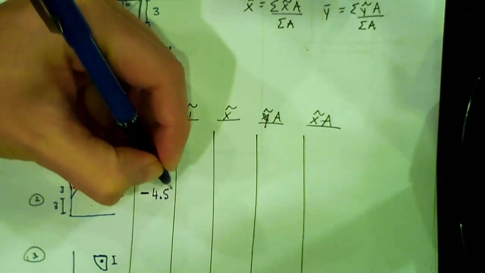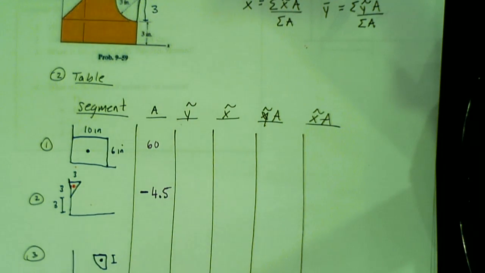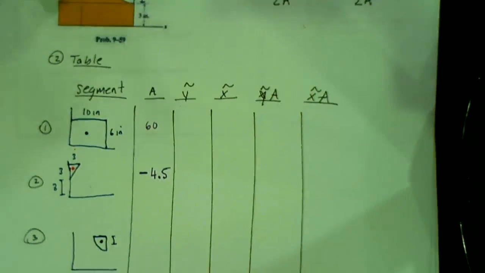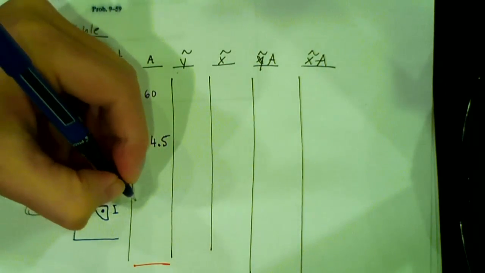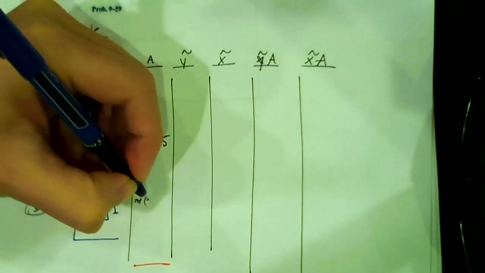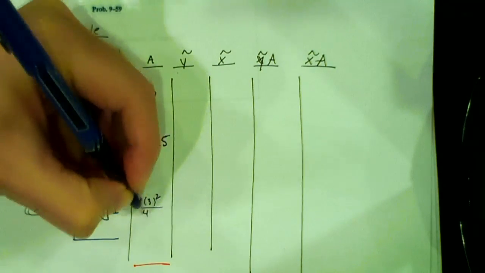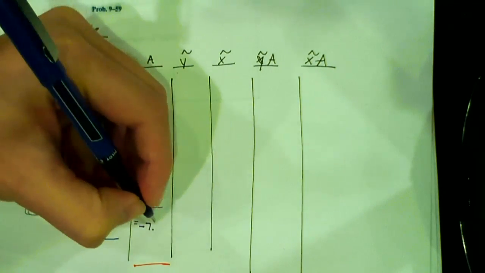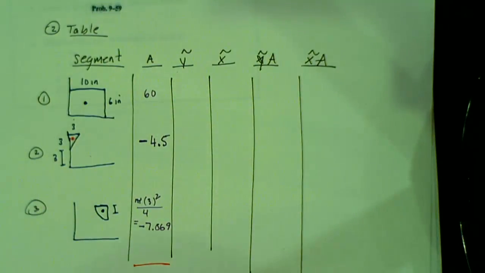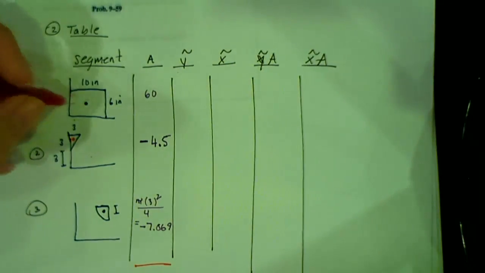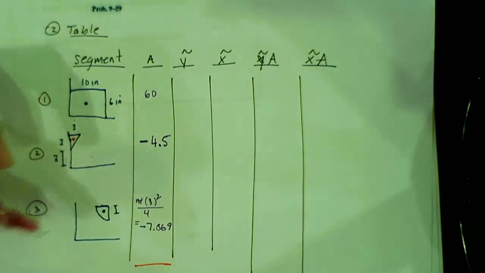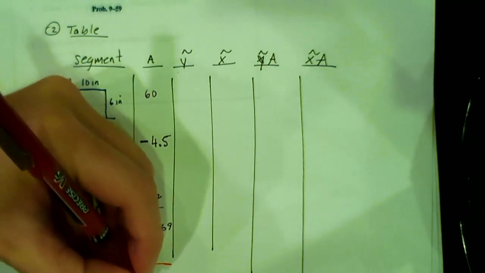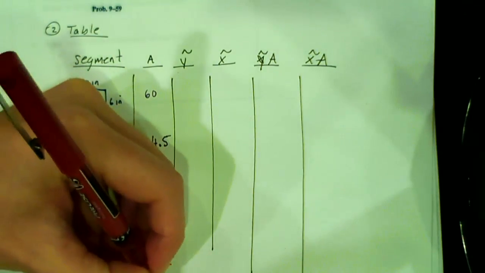That triangle doesn't actually exist, so it's a negative value. And same thing for the quarter circle. For this, we have pi times r squared divided by 4, so it's negative 7.069. If we add all of those up, or 60 minus that, we get 48.431.